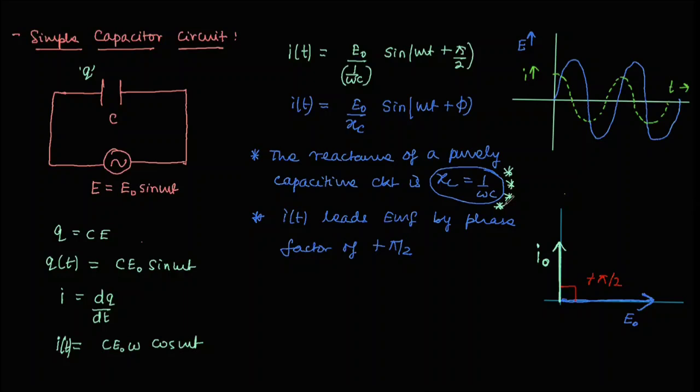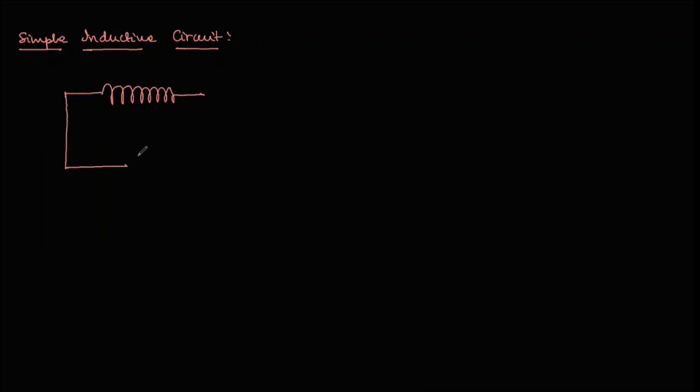So in the next analysis, we are coming to the simple inductive circuit. This time we are dealing with a simple inductive circuit. When I say a simple inductive circuit, I mean something like this: an inductor of inductance L is connected to an AC source, E is equal to E naught sine omega t, and we are taking inductance as equal to L.